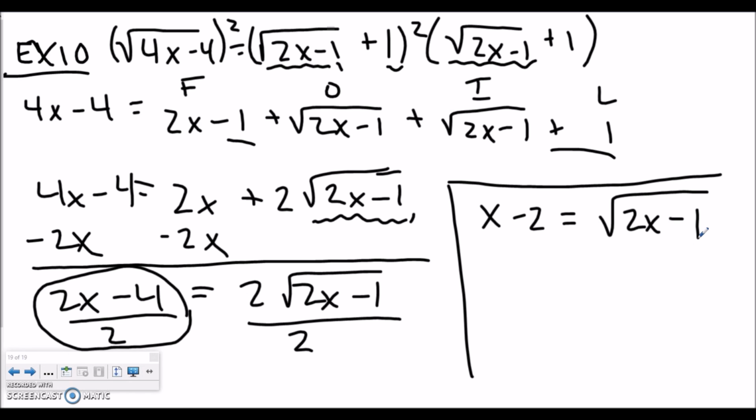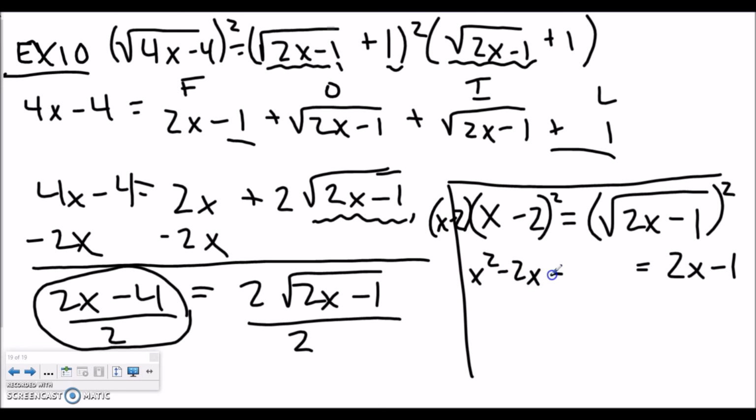Now that we have a square root, we see we have to square both sides. On the right, I just get 2x minus 1. What happens on the left? Oh my gosh, we have to FOIL again, because I have another x minus 2. x squared minus 2x minus 2x plus 4, or x squared minus 4x plus 4 equals 2x minus 1. So this problem, unfortunately, is a double FOIL problem.